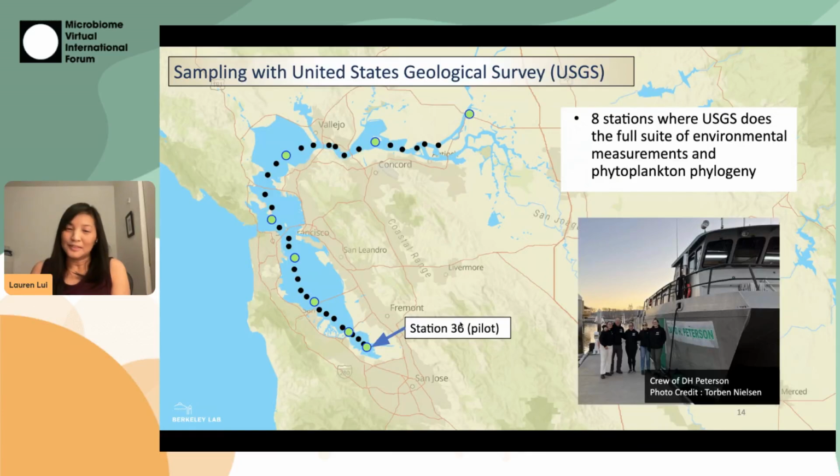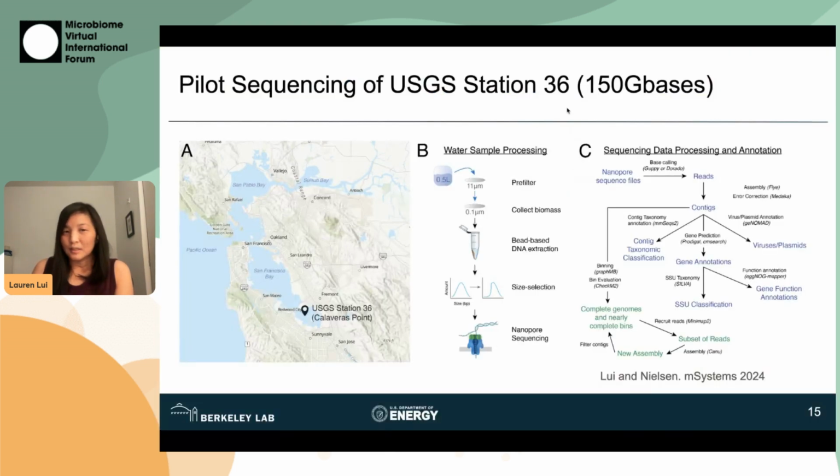So I'm running a little short on time, so I'm going to go a little bit faster. I'm going to talk about this pilot study from this USGS station. And for this, we optimized the DNA extraction, because you can't get long reads unless you have long pieces of DNA. And then we also optimized the bioinformatics methods to refine our genomes so they're more complete.